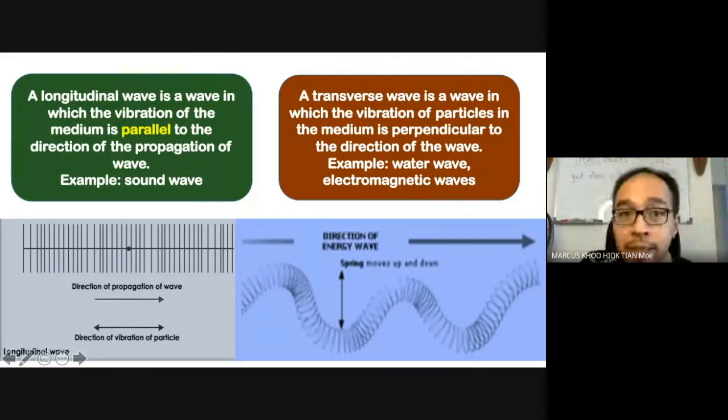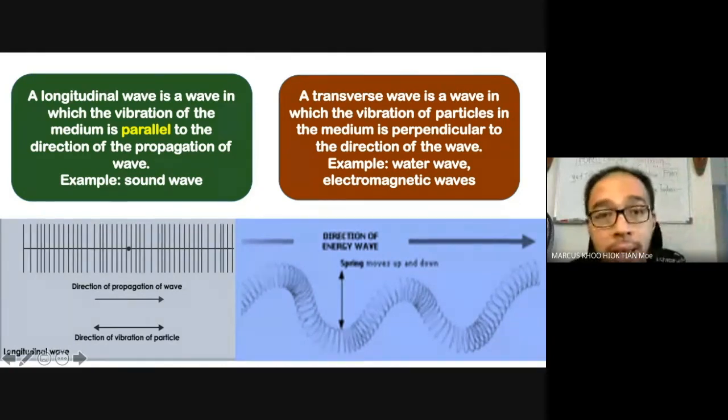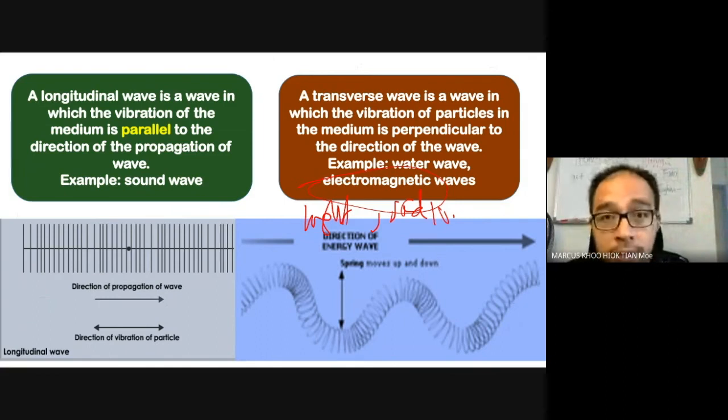Okay, example of a longitudinal wave, the most common example is sound wave. That's why if you notice, the candle moves back and forth. The sound is going this way. Perpendicular, easily seen, is water wave and electromagnetic waves, which we saw just now. Examples of electromagnetic waves are light waves, radio waves. All these are under electromagnetic waves, and all these are transverse waves.